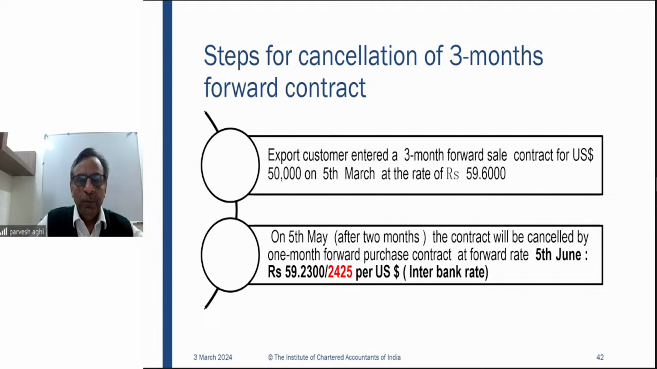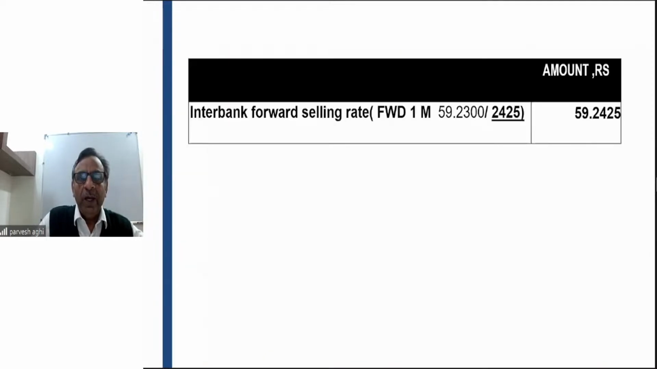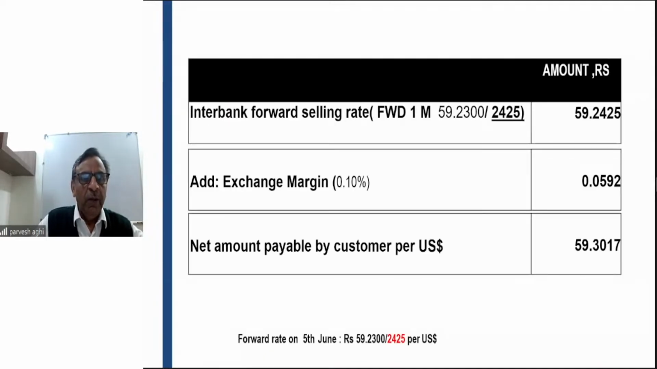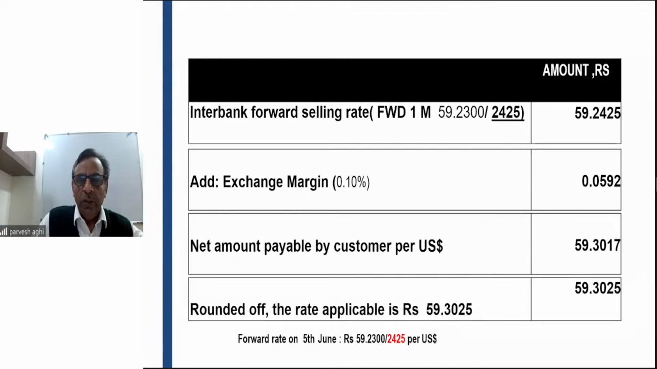Okay. So for 5th June, the rates given to you are 59.23 and 245. So you're going to look at the ask rate here, because first you had sold, and now you're going to buy. So the ask rate will be applicable, and these are interbank rates. So you're going to convert these interbank rates to the merchant rates by adding exchange margin, which is given in the question as 0.10%. So the net amount will be 59.3017, and you round it off to the nearest multiple. So it will come to 59.3025. Okay. So the forward rate is given in your question as 25, which we already know.